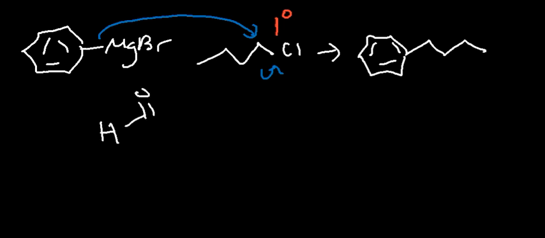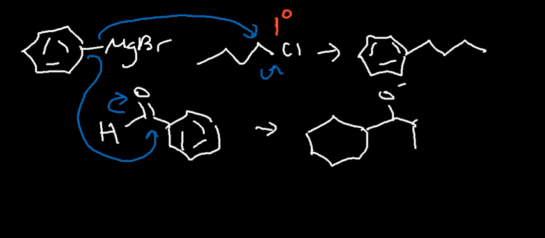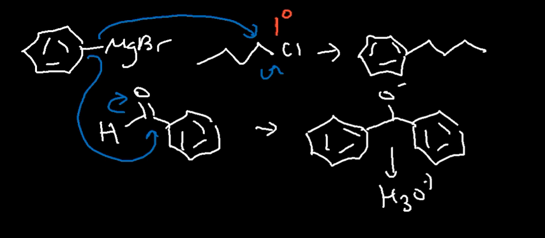Now, let's say we add it to benzaldehyde or another carbonyl compound. The Grignard could attack this carbon, and then that can open. So now we have 2 benzene rings, which looks like this. And then if we add H3O+, we could turn that into a secondary alcohol.